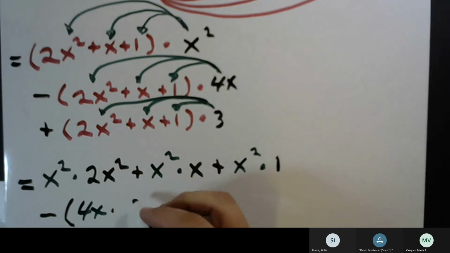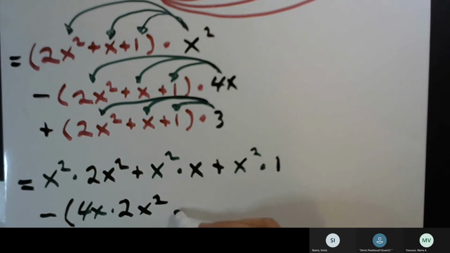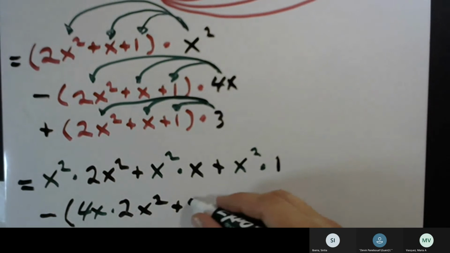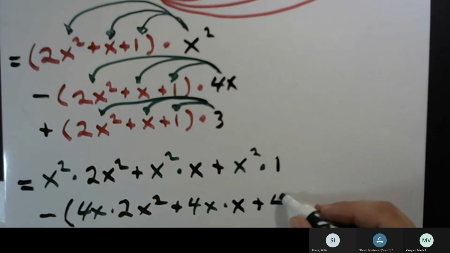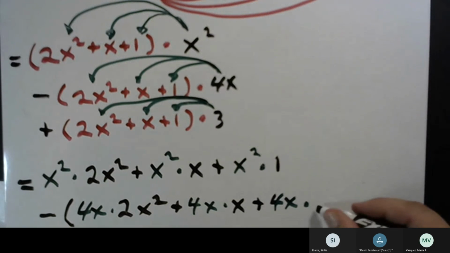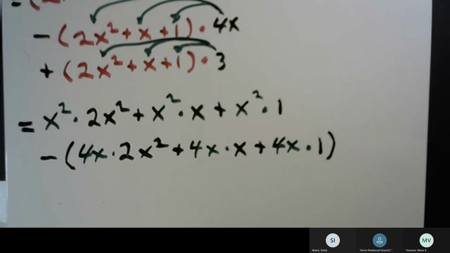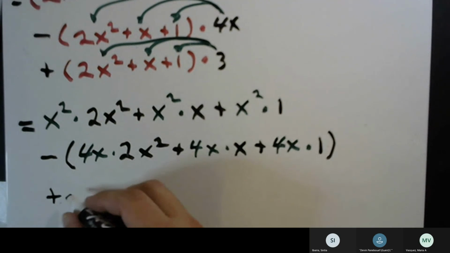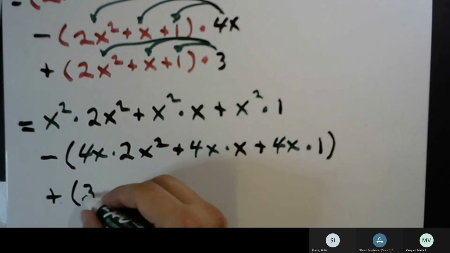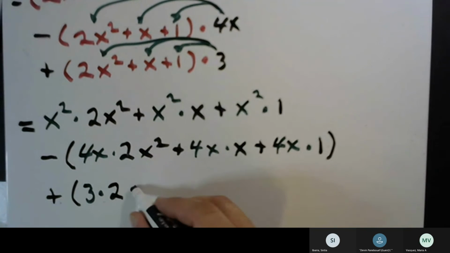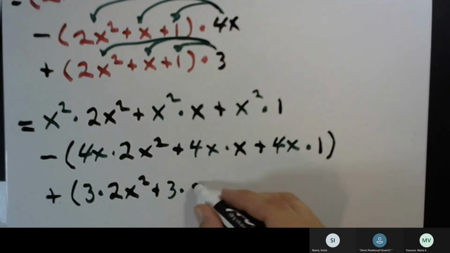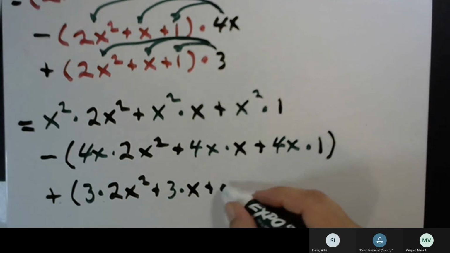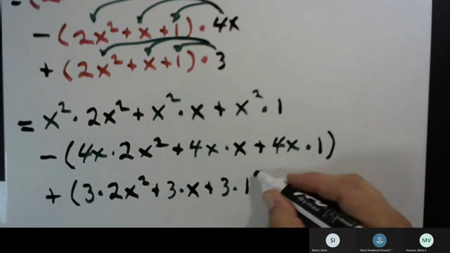times 2x squared plus 4x times x plus 4x times 1, plus 3 times 2x squared plus 3 times x plus 3 times 1.